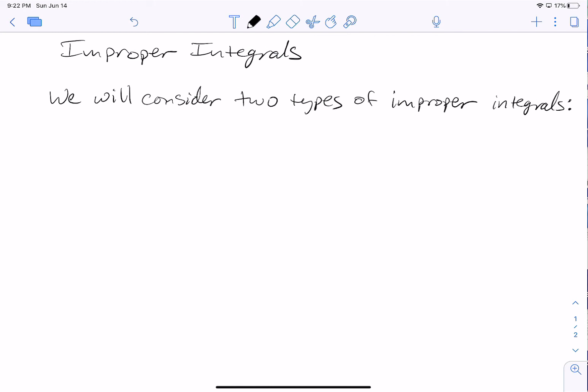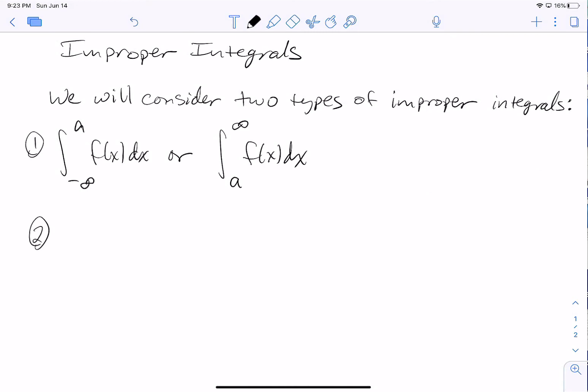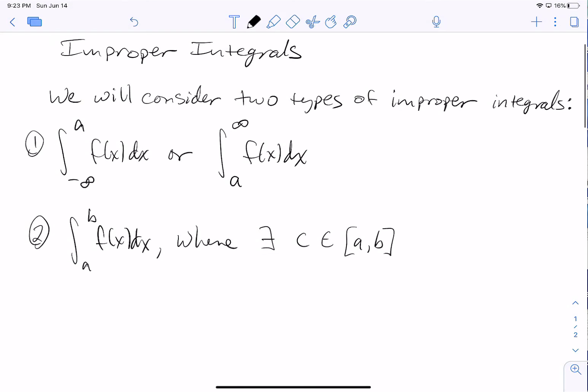In this series of videos, we're going to consider two types of improper integrals. Type 1 looks like the integral from negative infinity to a of f of x dx, or the integral from a to infinity of f of x dx. Type 2 is the integral from a to b of f of x dx, where there exists a c in the interval from a to b, could be at an endpoint or interior, such that the limit as x approaches c is equal to infinity or negative infinity.